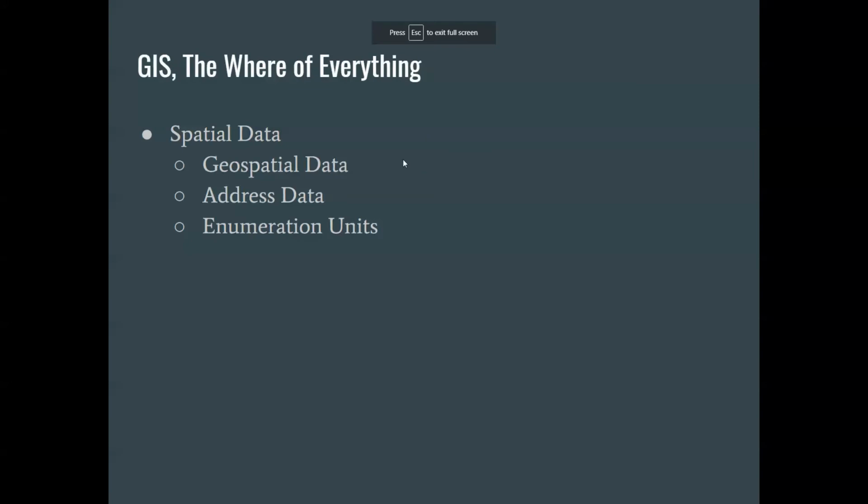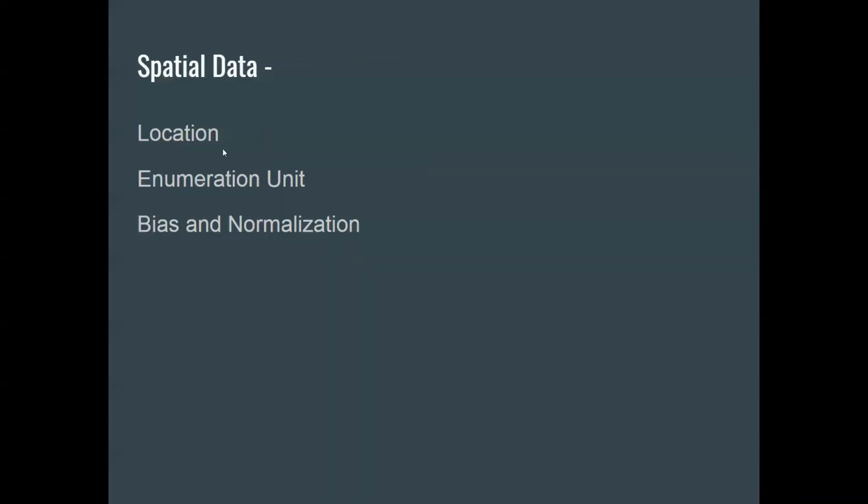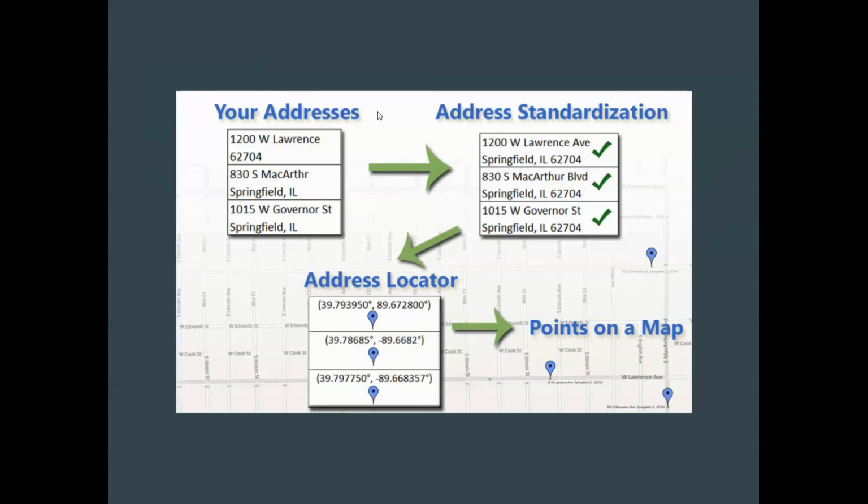Now, geographic information systems are ways of dealing with what we consider spatial data. And so when we think about anything that's spatial, that means that it has location associated with it. And the idea of location can be understood in a couple of different ways. So location is where something is. An enumeration unit is an area where we count things in. And then we're going to talk a little bit about bias in spatial data, or space, and how we correct that.